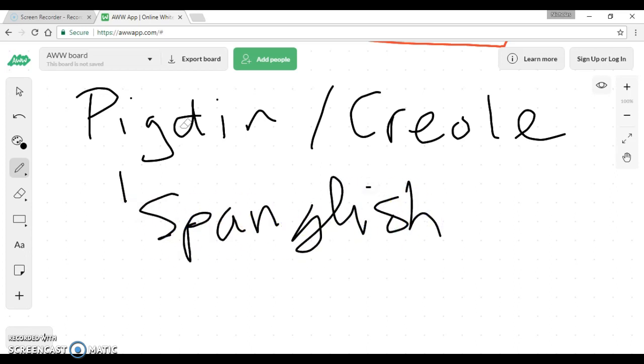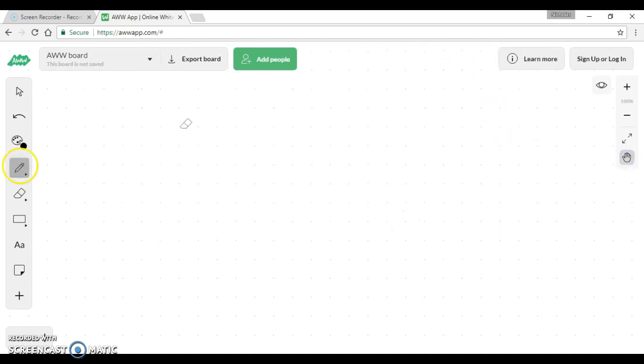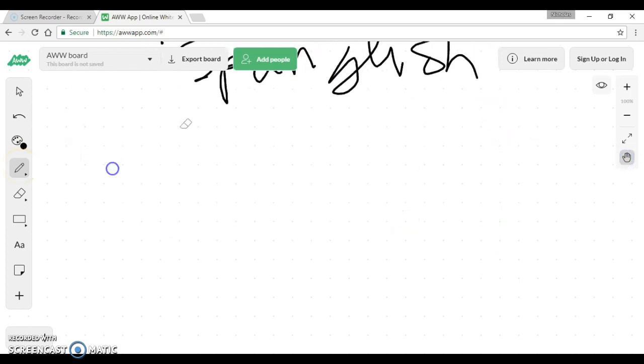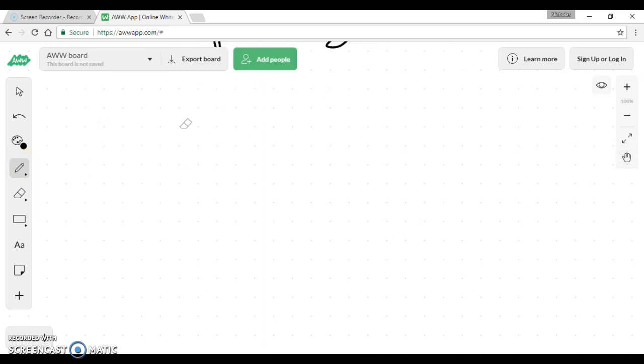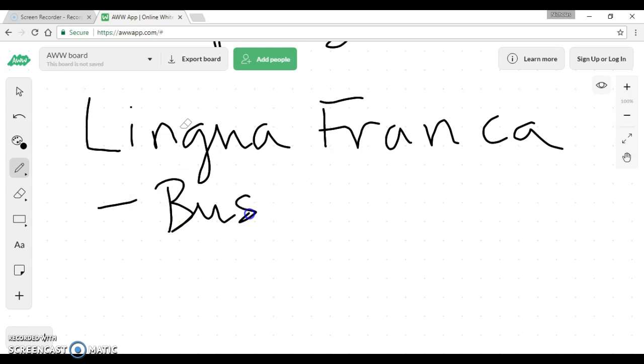Right, we talked a bit about Spanglish and along the American border. Okay, we also talked about how people communicate with each other in terms of lingua franca, and we know that lingua franca is a language adopted by two different language speakers, generally for the purpose of conducting business. And we looked at a couple of examples of this.